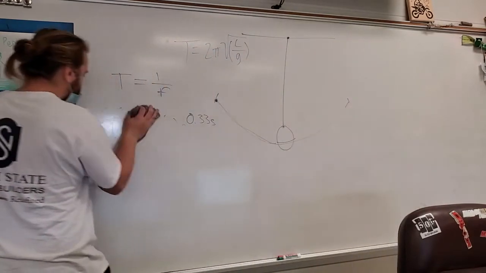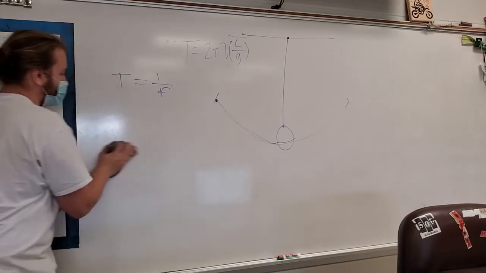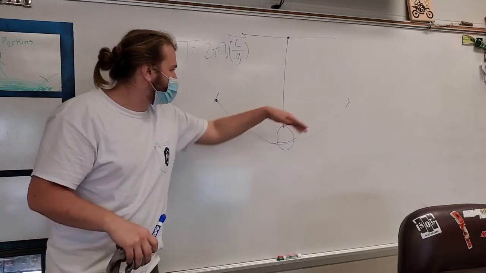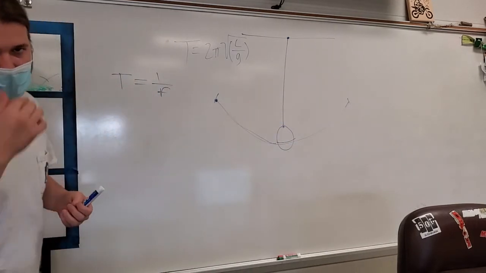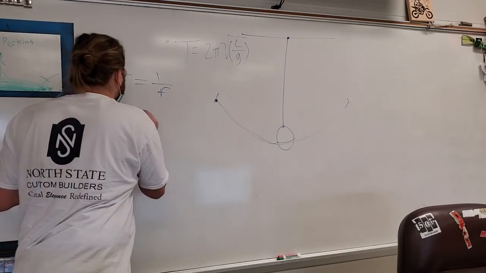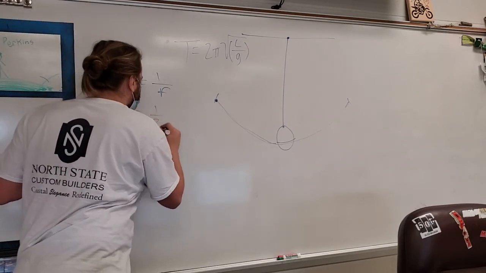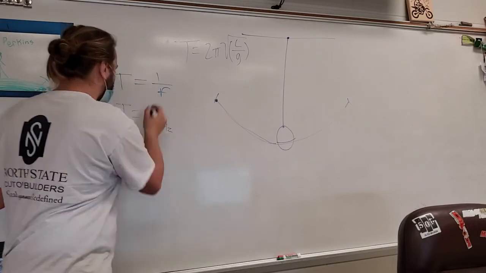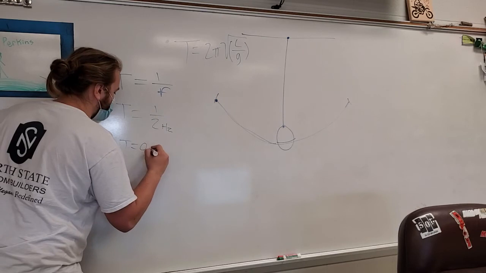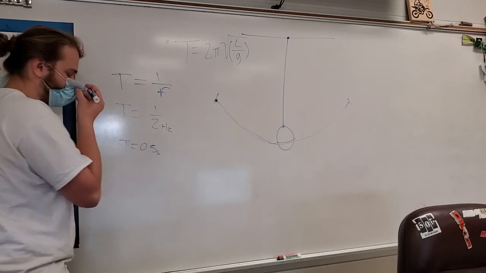Let's erase this. Let's say this pendulum can make 2 full swings in a second. What is the period? All right, we'll say, okay, T is then equal to 1 over 2 hertz. Well, 1 over 2 is basically a half, so that means our period is equal to 0.5 seconds.